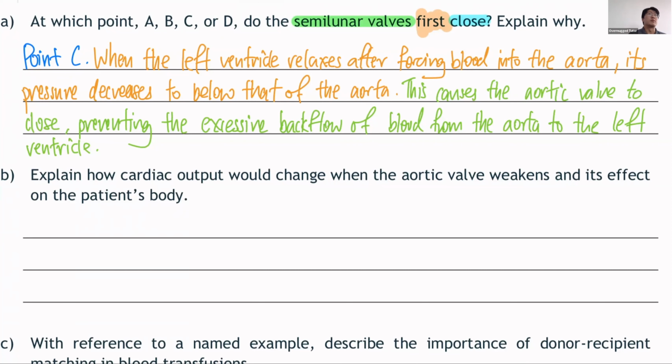Semilunar valve. So do you have to specify that aortic valve is semilunar valve? It is in your syllabus to know it. So therefore, you can just put it like this. If you want to be safe, aortic semilunar valve. Right? Full name is aortic semilunar valve. Okay? Wonderful question, Kaden. Thank you.